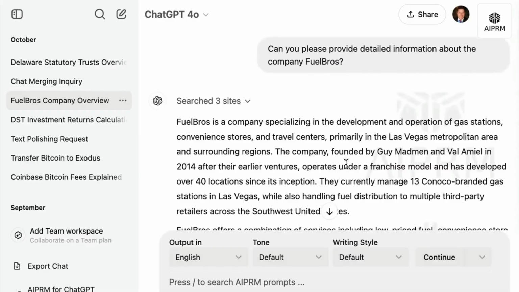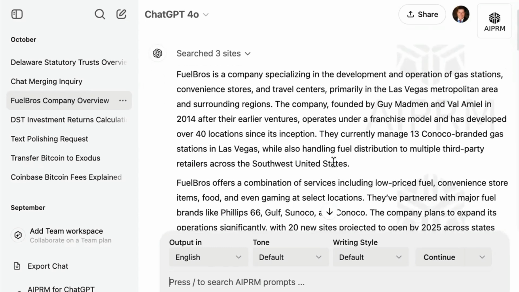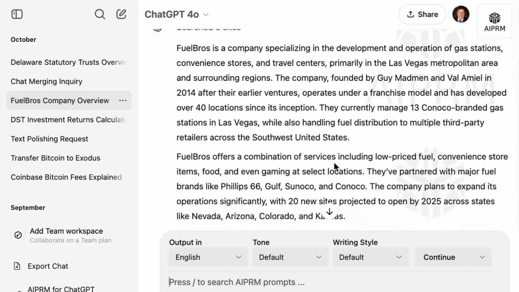Okay, back at ChatGPT. Can you please provide detailed information about the company Fuel Bros. Fuel Bros is a company specializing in the development and operation of gas stations, convenience stores, travel centers, and was formed in 2014. They operate under a franchise model and have developed 40 locations since inception.